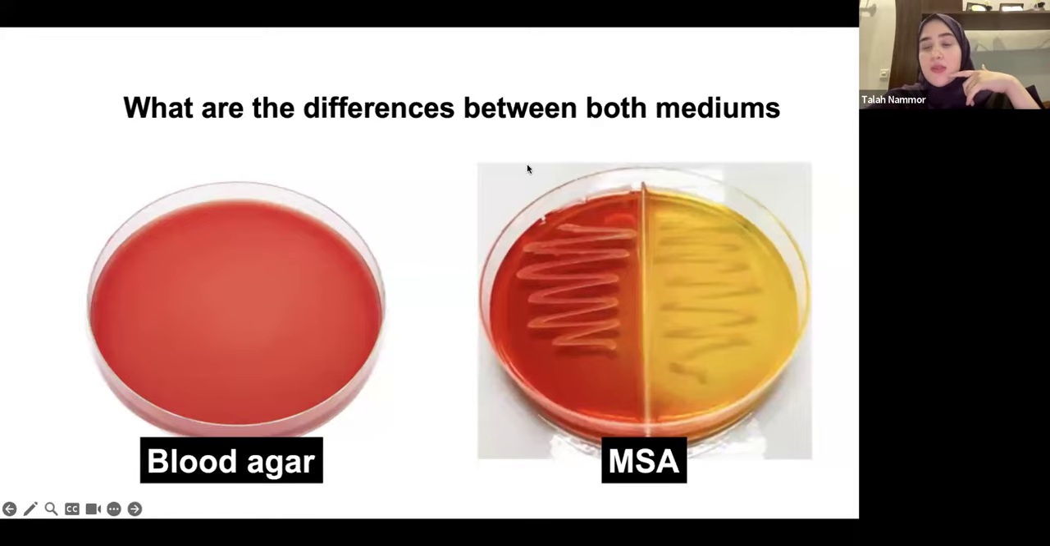So, what are the differences between those two mediums? We have blood agar and MSA.